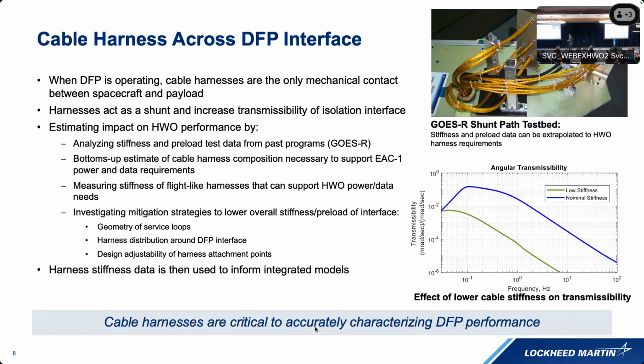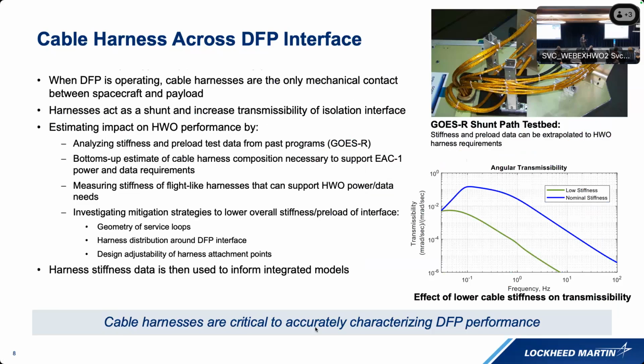First, by looking at some of our previous programs where we've done test beds that measure the effect of cables on vibration isolation systems, such as the GOES-R test bed shown on the top right. And then also by looking at bottoms-up estimates of the composition of these cable harnesses that are going to be necessary to support the power and data requirements on EAC1. And then we'll be measuring the stiffness of these flight-like harnesses in the next couple of months.